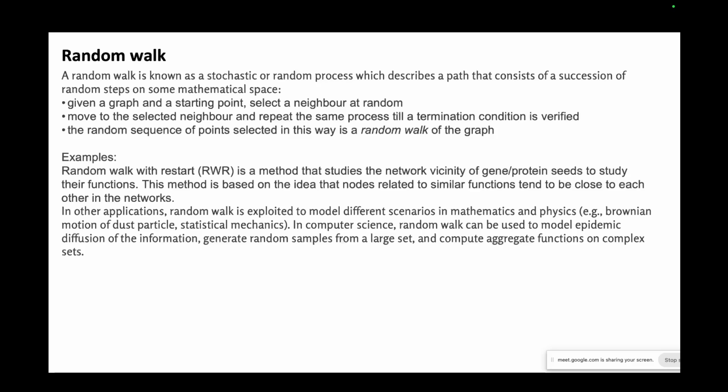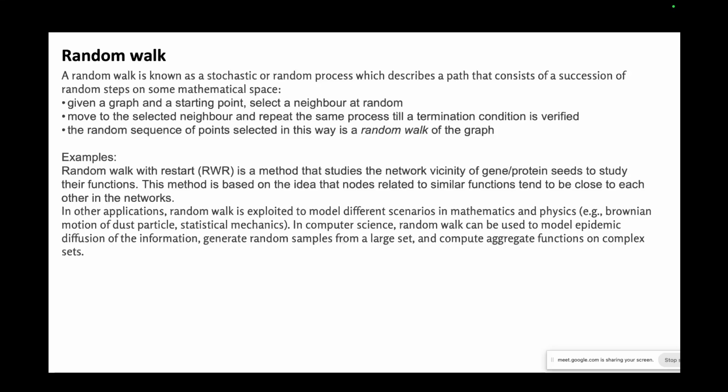And then you move to the selected neighbor, and then again you stop there and you see all the neighbors, and with some probability you move to another neighbor. So you iterate over this, repeating the whole process until a termination condition is verified. A termination condition can be reaching a certain node or traveling a certain distance, or whatever it can be. And this random sequence of points selected in this way is called a random walk of a graph.